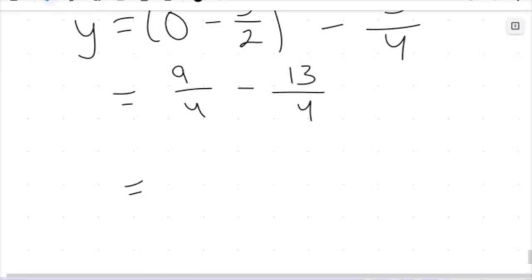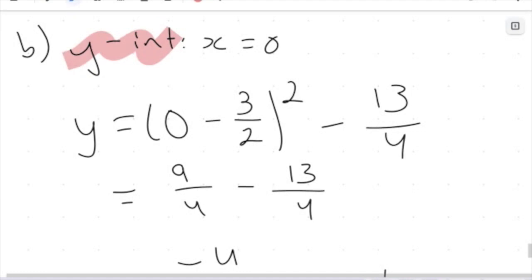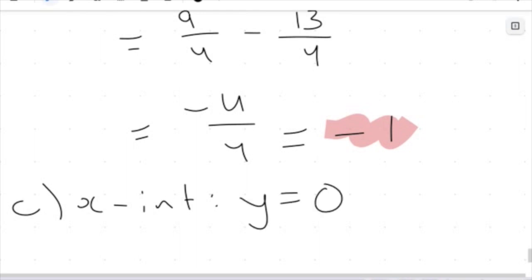And that's going to give me minus 4 on 4, which just equals minus 1. So my y-intercept is going to be minus 1 down here. And finally, I want to find my x-intercept. And I get that when y equals 0.